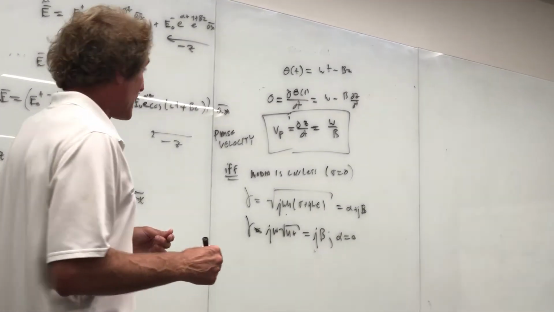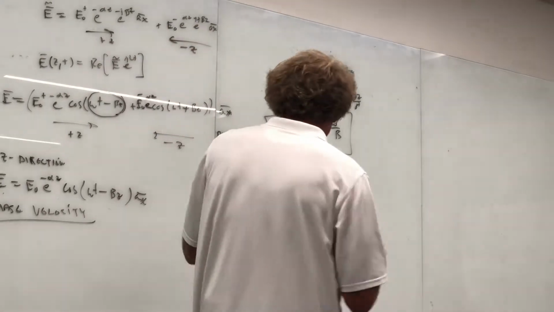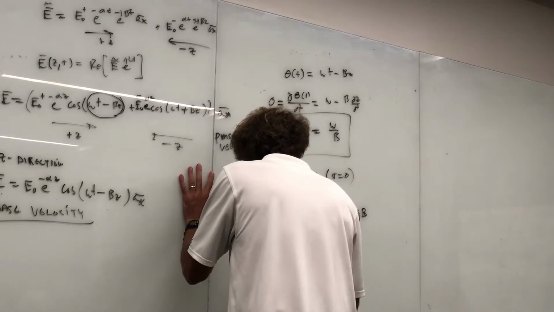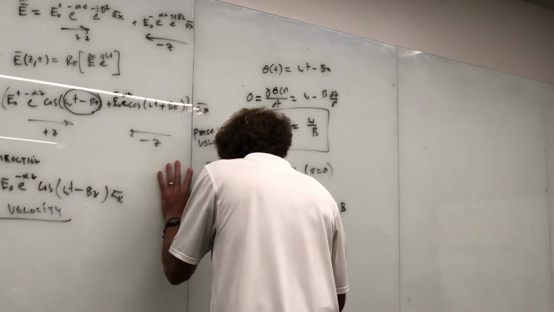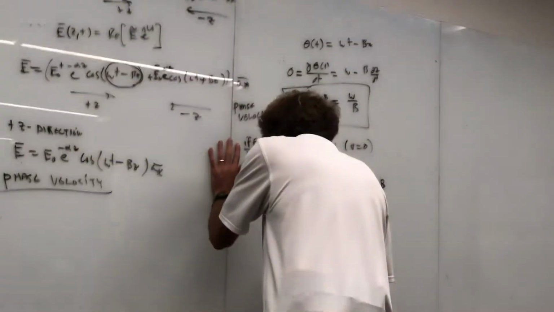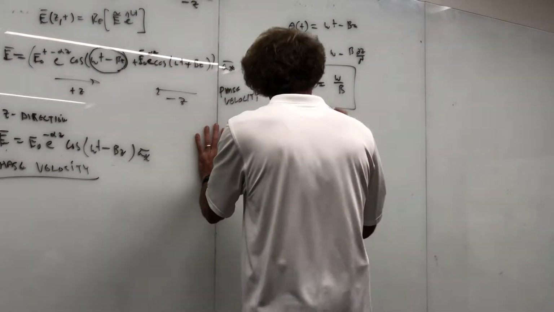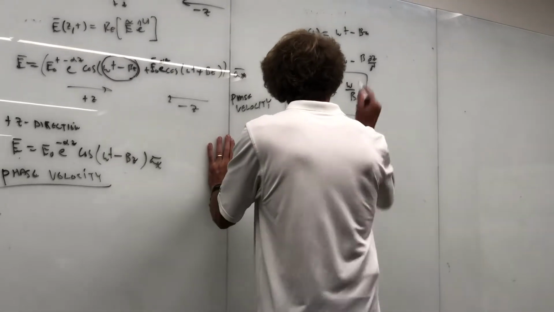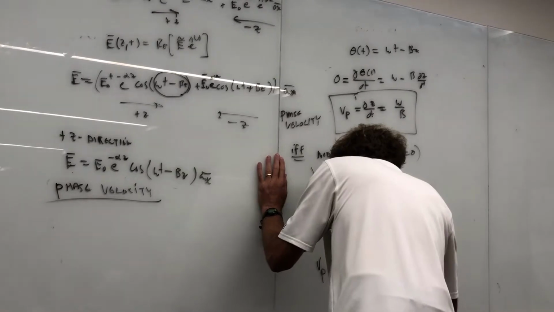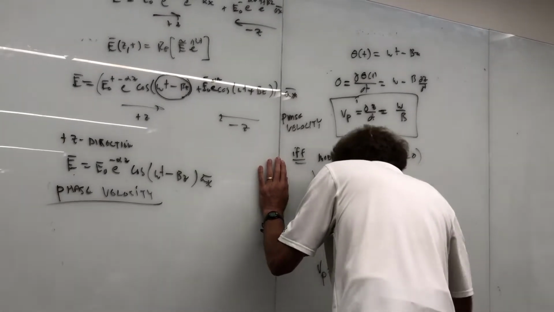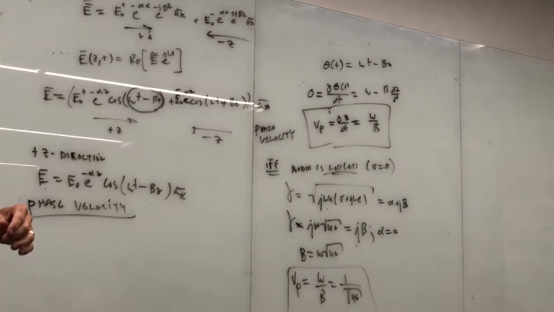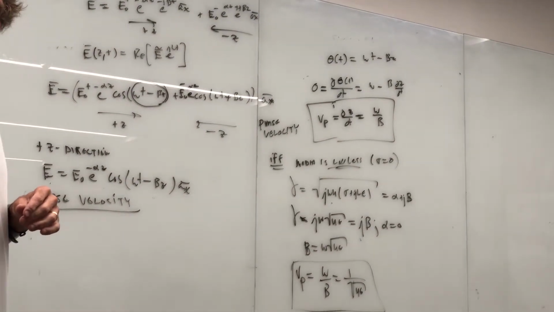Right? Now, if it is lossless, then since beta, therefore, for a lossless media is equal to omega times the square root of mu epsilon, you can see that the phase velocity for a lossless media, this is only for lossless, is omega divided by beta, or it's simply 1 over the square root of mu epsilon. You all see that? That's for a lossless case. All right?